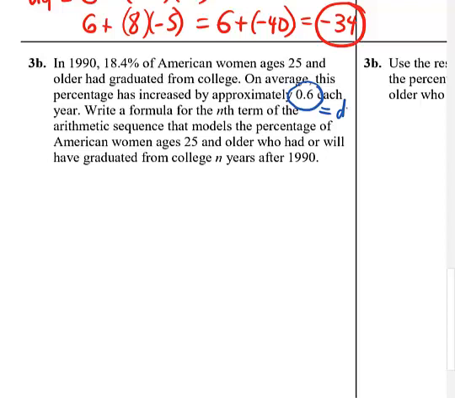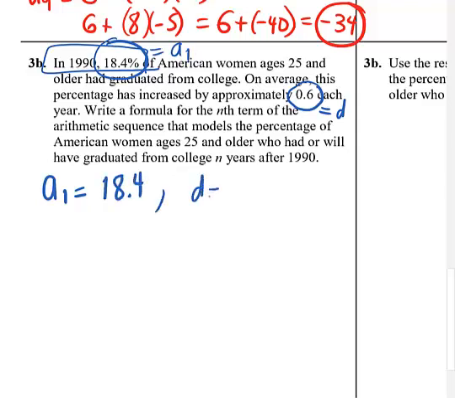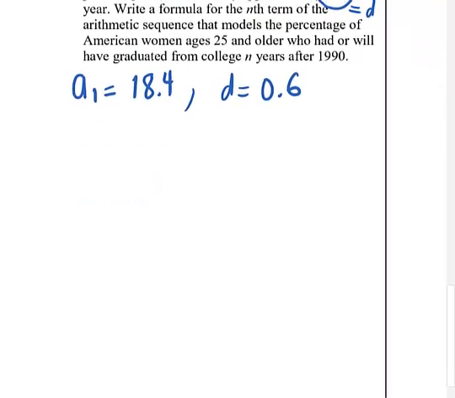So write a formula for the nth term of the arithmetic sequence that models the percentage of women aged 25 and older who had or will have graduated from college n years after. It looks like the first term is the percentage of women who have graduated college in the oldest year they're talking about. Looks like it's going to be 18.4, because that was the first percentage that we started with, and then the common difference we already said was 0.6, because that's how much it's increasing per year.